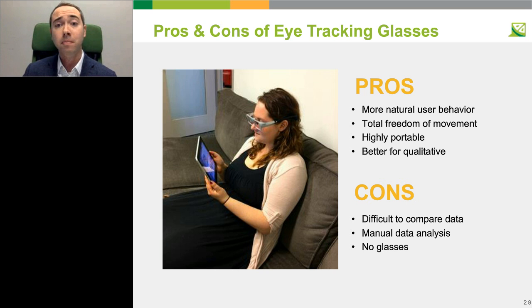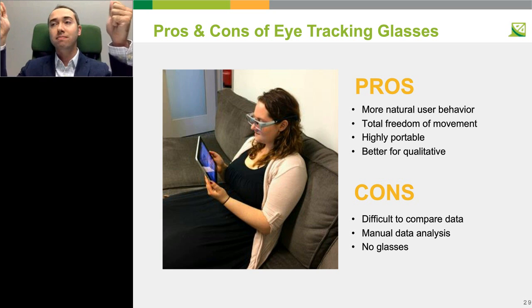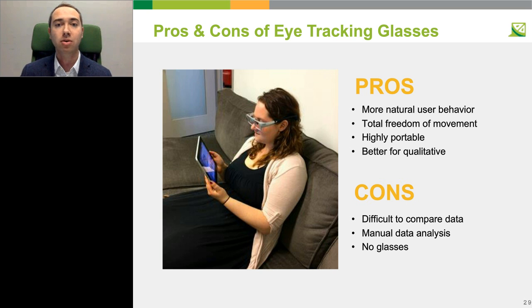But that being said, the qualitative focus is really what the glasses are best at. If you're going to try to do a quantitative analysis, it can be done with the glasses, but it's incredibly labor intensive. So just keep that in mind, because it's very difficult with the participant moving their head, moving all around, changing their perspective of holding their device up or down, and of course the actual device itself is probably moving around. So it makes it very difficult to compare across people in a quantitative way.